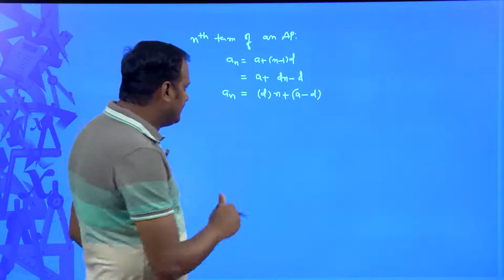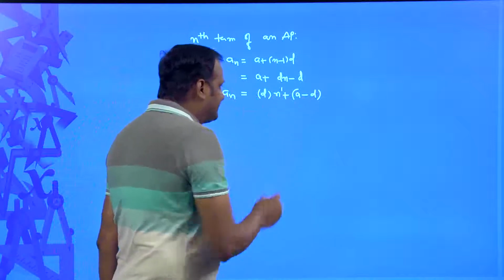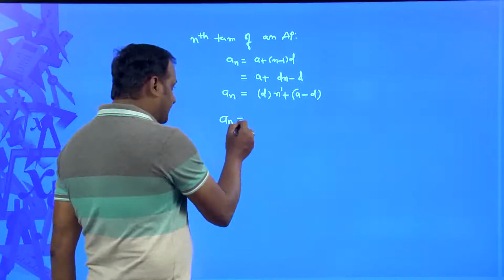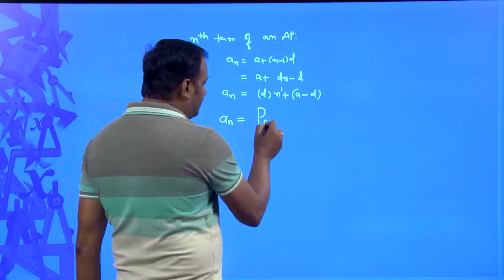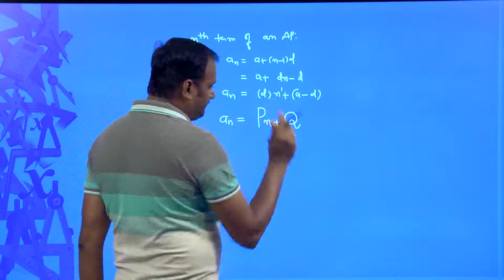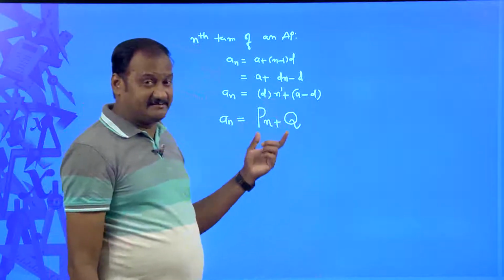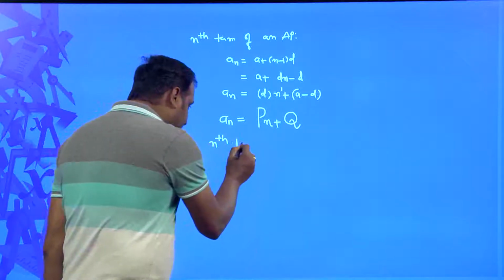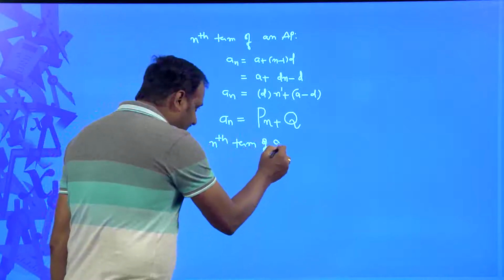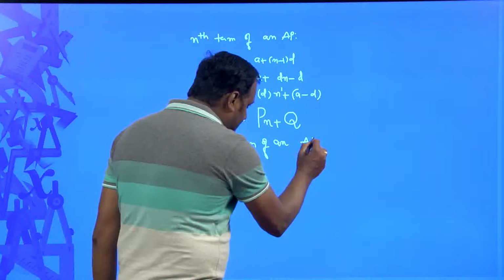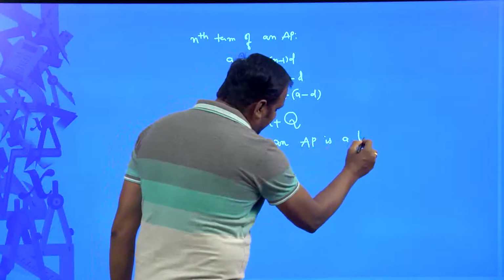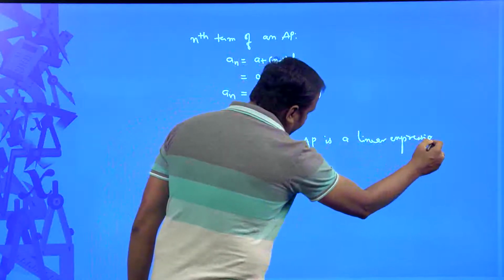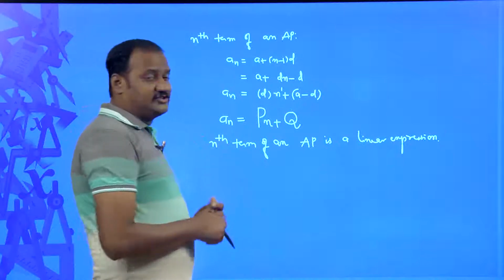If you observe clearly, something into n plus something, where n is nothing but n to the power of 1. So the nth term of an arithmetic progression will always be in the form of something into n plus something. It means it is a linear expression. The nth term of an AP is a linear expression. What do you mean by linear expression? A linear expression is one whose degree is 1.